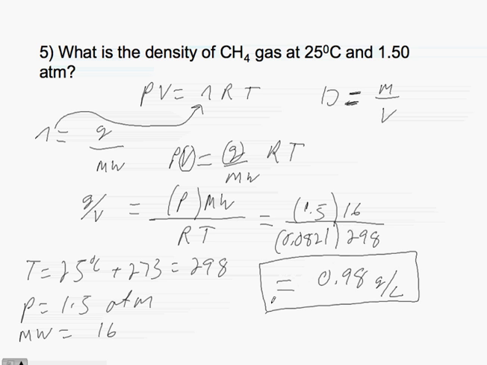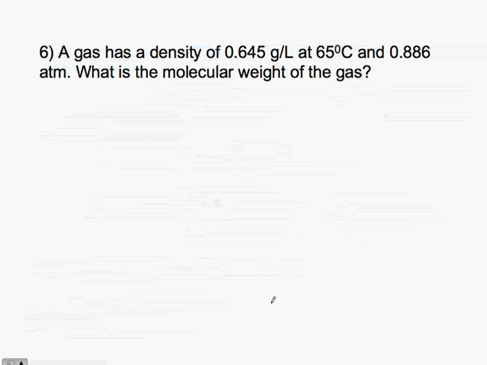That is density. Density is mass over volume. Okay, take a look at one more problem. Here we're looking at a gas that has a density of 0.645 grams per liter at 65 degrees Celsius and 0.66 atmospheres. What is the molecular weight of the gas?